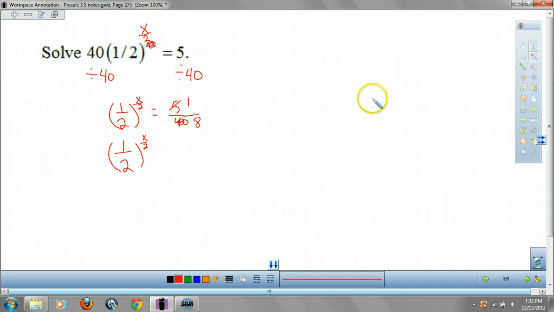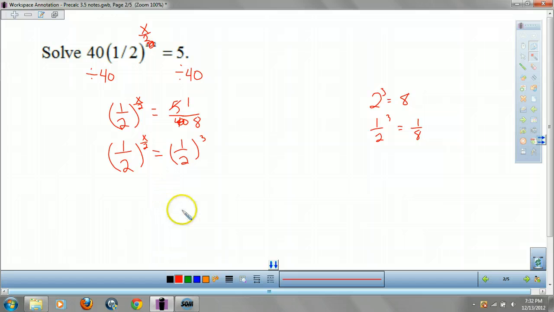Well, it's 2 to the third, guys. 8. So what's 1/2 to the third? Oh yeah, it's 1/8. So I can rewrite this as 1/2 to the third. Now what I do is use my one-to-one principle and set these two things equal to each other. My exponents. X over 2 equals 3. Times both sides by 2, x equals 6. Done.